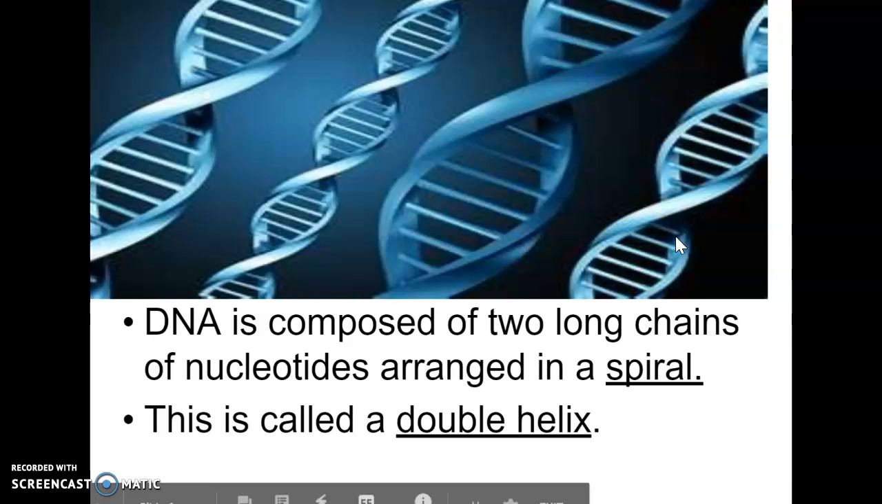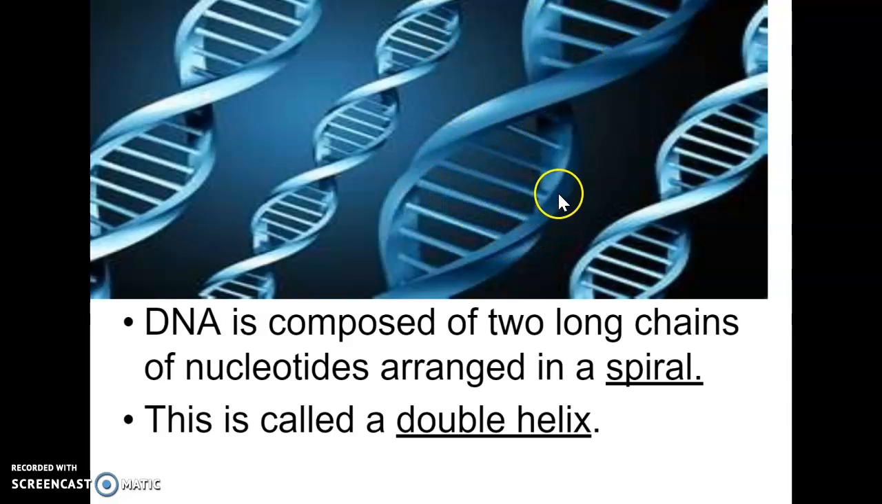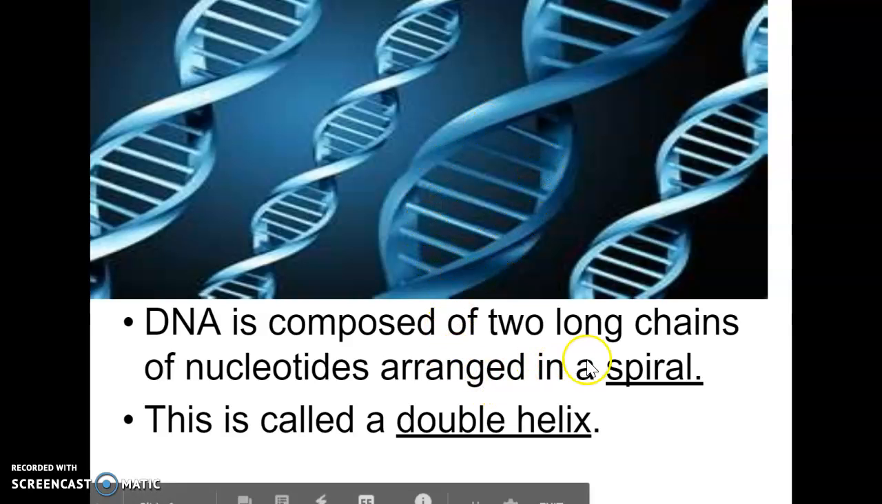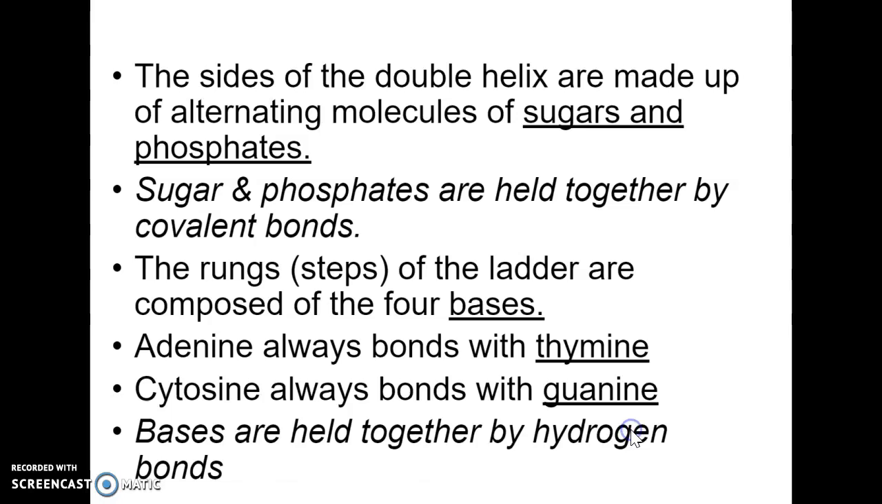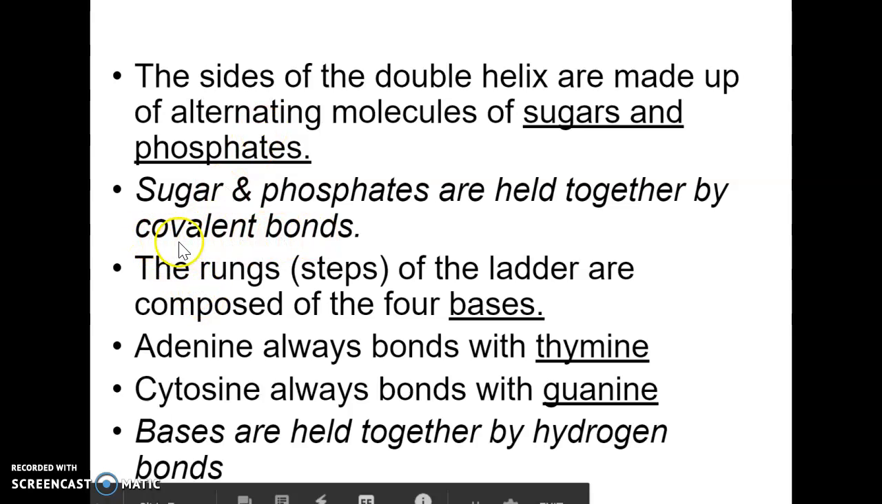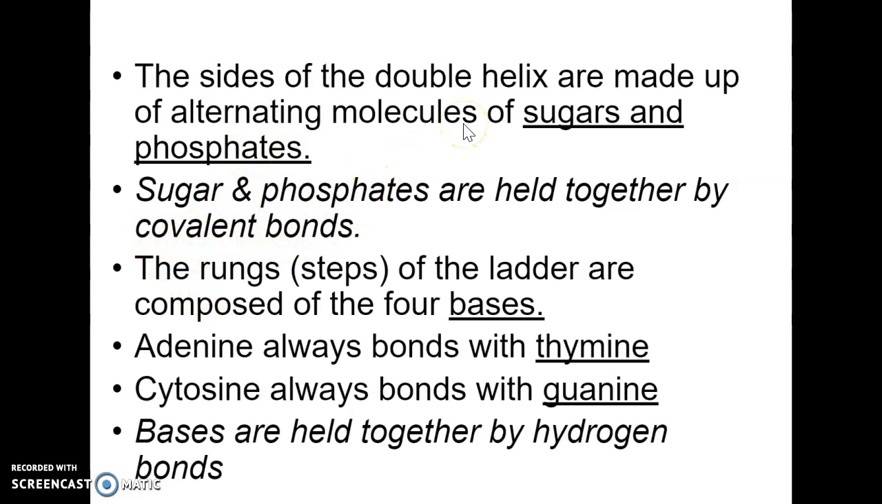So DNA is composed of two long chains of nucleotides arranged in a spiral called a double helix. Remember, double helix. Again, it's like the rails of the ladder and the rungs of the ladder, and then it's just twisted. Somebody took a ladder and just twisted it. The sides of the double helix are made up of alternating molecules of sugar and phosphates. Sugar and phosphate are held together by covalent bonds. It's important: the sugars and phosphates down those rails are held together by covalent bonds. Covalent bonds are pretty strong.